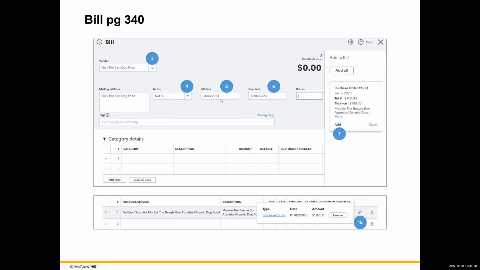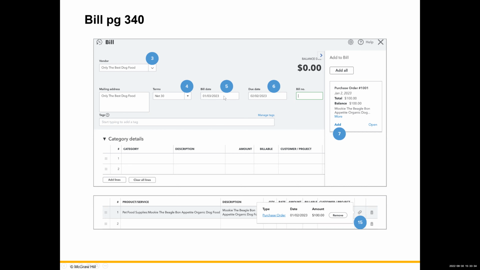Now you are going to need to put the bill date, right? That's the date of the bill. In this case, it's January 3rd. Now, because you have the terms net 30, that means you owe it in 30 days. QuickBooks will automatically calculate the due date. So what's 30 days from January 3rd? Well, that's February 2nd. Okay, so this automatically calculates for you when you have the terms and you put in the bill date.